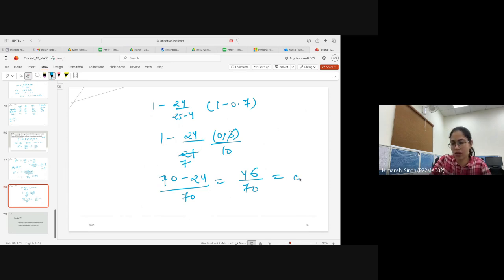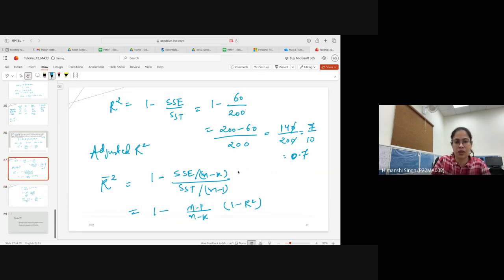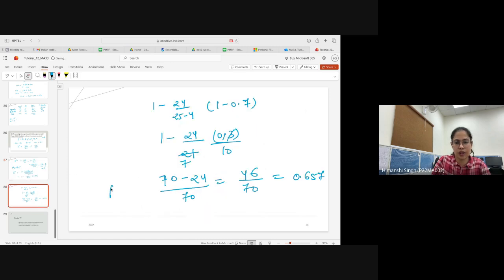It is 0.657. So you can see here the r square was 0.7 and the adjusted r square is 0.65. So there is a little difference between the two. But yeah, this is the thing about the r square and r bar square. The thing about the lasso, I've explained it already. And this is about the ANOVA and the r square and adjusted r square. So these are the only questions I will be discussing for today.